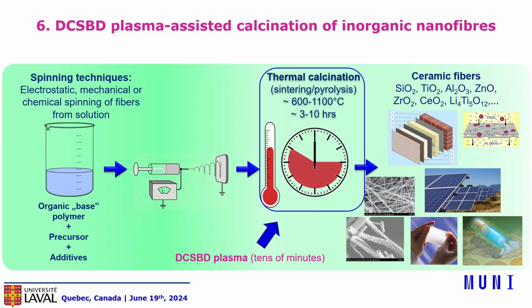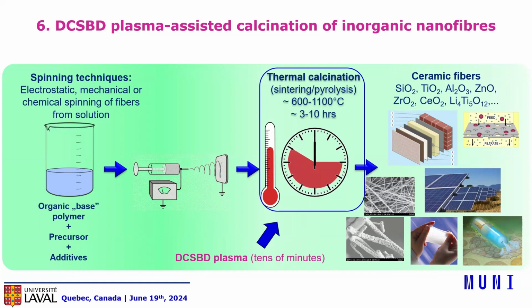And we try to replace this thermal calcination by plasma treatment, and it was confirmed that we are able to remove the base polymer very efficiently after 10 second exposure time in coplanar discharge only in ambient air. If we investigated oxygen, it was also possible to obtain the same results, but the structure of nanofibers was destroyed, so oxygen was not so good a working gas. It is possible to prepare different types of ceramic fibers.